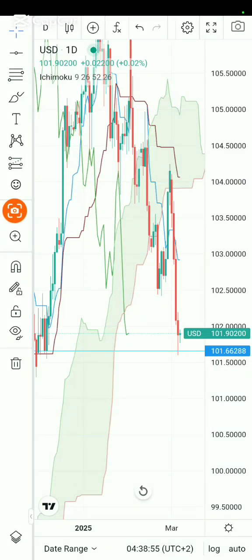Hello traders, let's do a quick update on the market. So we're going to look at the Euro USD and check for trading opportunities.